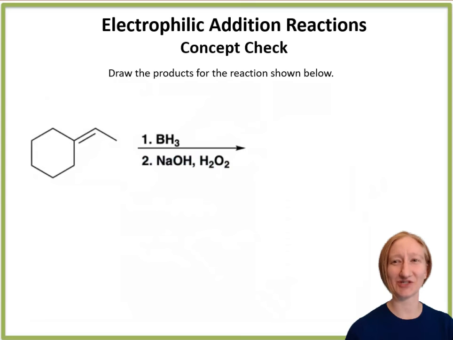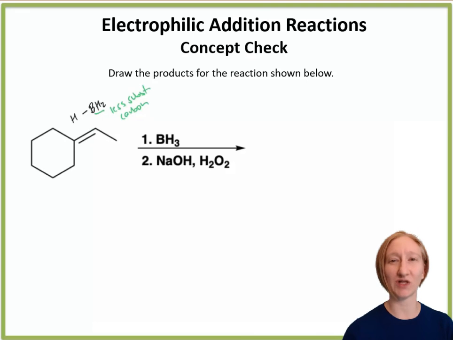In this last concept check question, you're asked to draw the products of the reaction shown. Again, remember that this hydroboration oxidation is a concerted addition of the borane to the alkene. The hydrogens of the borane will add to the more substituted carbon of the alkene, and the boron, or the BH2 group, will add to the less substituted carbon of the alkene.